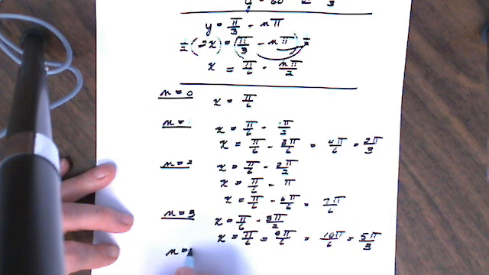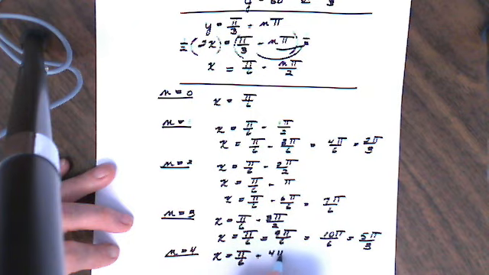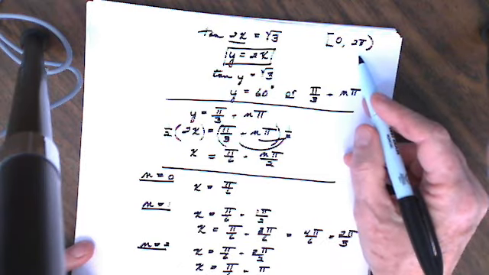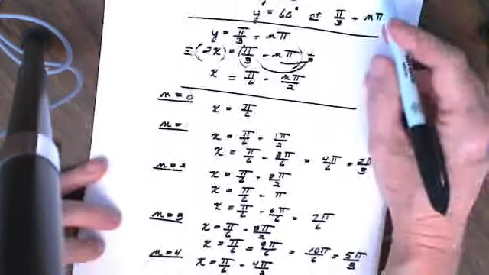Next, I'm going to replace n with the number 4. X is equal to pi over 6 plus 4 pi over 2. Or x is equal to pi over 6 plus 2 pi. And I'm going to stop right there, because clearly I'm going to get something that is over 2 pi. And I was asked at the beginning of this problem to produce the answers between 0 and 2 pi. So I think I'm done.